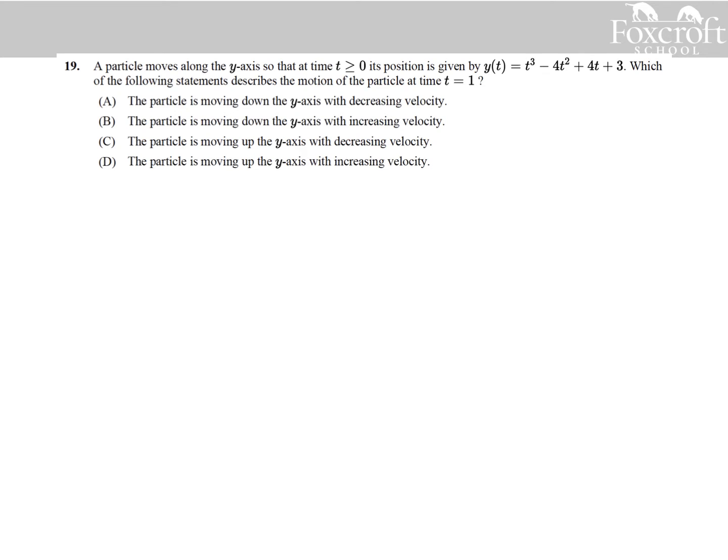Our particle moves on the y-axis, and the position function describes the motion of the particle. It's asking something about the velocity at time equals 1, and whether the velocity is increasing or decreasing. The first thing is that velocity is the derivative. So I have to find the derivative of this, 3t squared minus 8t plus 4. We're figuring out when time equals 1, so I'm going to plug in 1 into this.